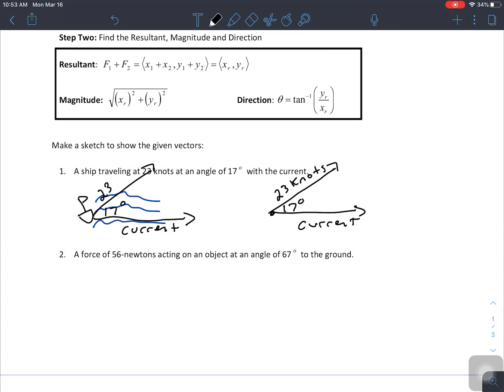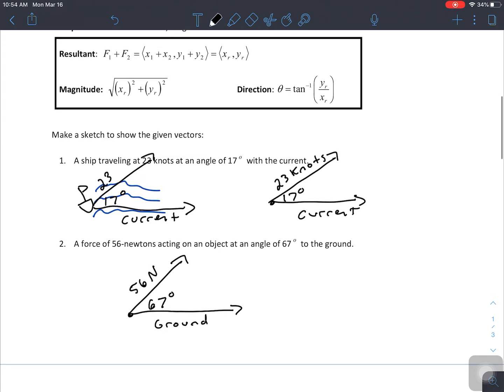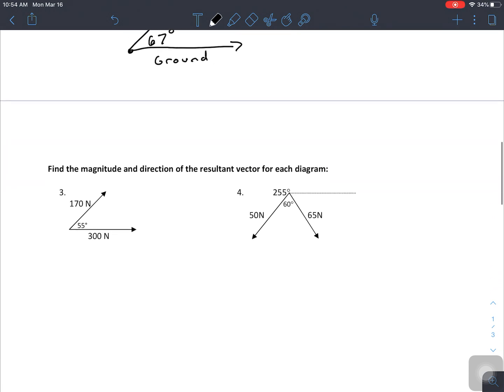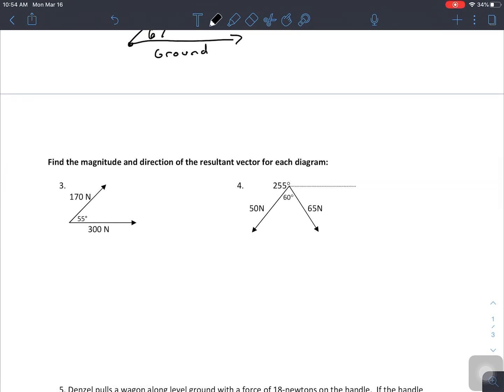Okay, for the next one, you have a force of 56 newtons acting on an object at an angle of 67 degrees with the ground. So here's the ground, here's the force at 67 degrees, and that's 56 newtons. All right, so we're going to move on.